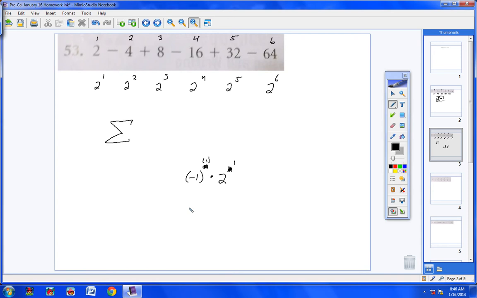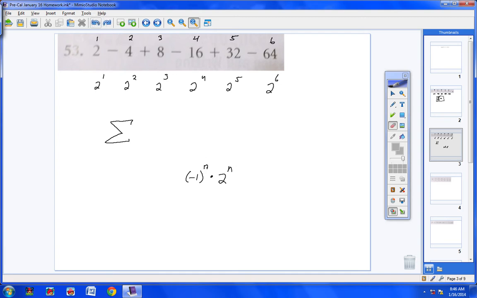And if I put a 1 here, watch what happens. Negative 1 to the 1 is negative 1 times 2 to the 1 is 2, and I get out a negative 2. And I don't want a negative 2, I want a positive 2. Now if you put a 2 in right here, just trust me, you would get out a positive 4, and you want a negative 4. So see, all the signs here are really going to be messed up if you use this negative 1 to the n power.